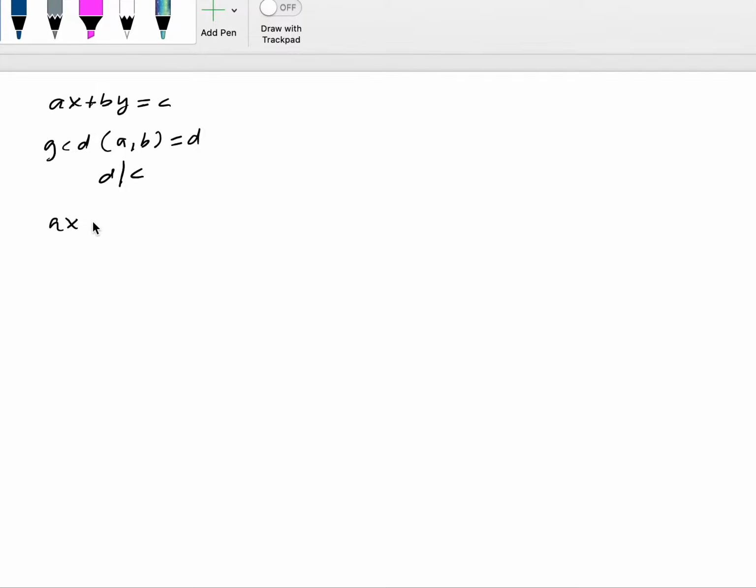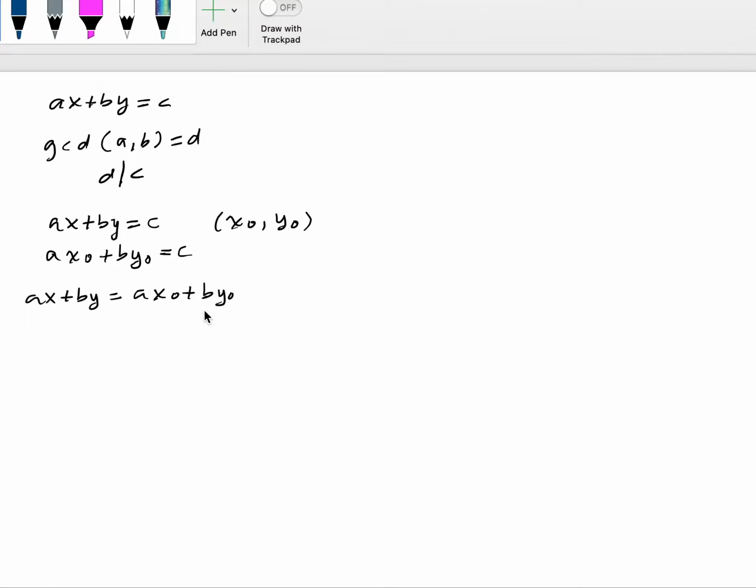Let's say we have ax plus by equal to c. And let's also say that we have some particular solution, x naught, y naught. Then we can say that a times x naught plus b times y naught is also equal to c. Since this is true, we can build the following equation: ax plus by equals ax naught plus by naught.